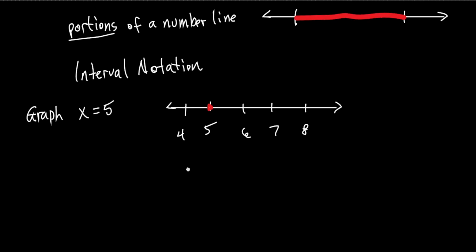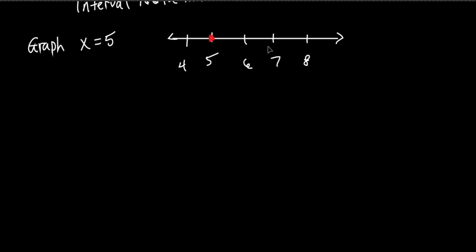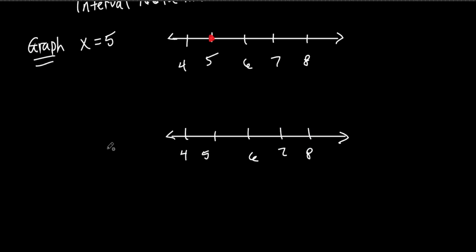Well, we're going to go a little bit more. We're going to do a portion of the graph this time. We're not going to do the whole graph. We're not going to do just one point. We are going to do a portion of the graph. So let's do this. Put the arrows here. We'll put the same numbers, 4, 5, 6, 7, 8. But this time I'm going to graph x is greater than 5.